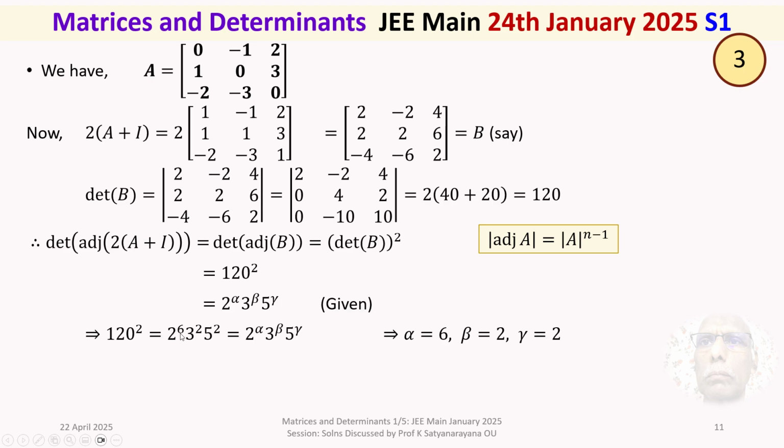Equating the indices, we get alpha is equal to 6, beta is equal to 2, gamma is equal to 2. What is it that we want? We want alpha squared plus beta squared plus gamma squared. That is 6 squared plus 2 squared plus 2 squared, that is equal to 44. And it is a numerical answer type. Therefore, the answer to this question is 44.